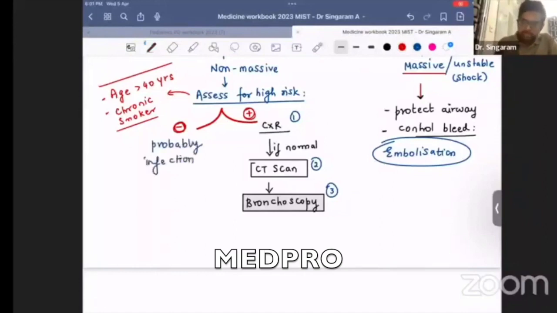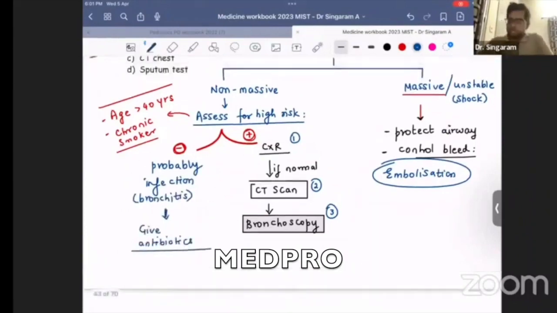What is the typical infection which can be associated with blood in sputum? It is probably something like bronchitis. So what you can do is give antibiotics and then ask the patient to come again. That's all. Are you able to understand this? So this is what you need to remember.